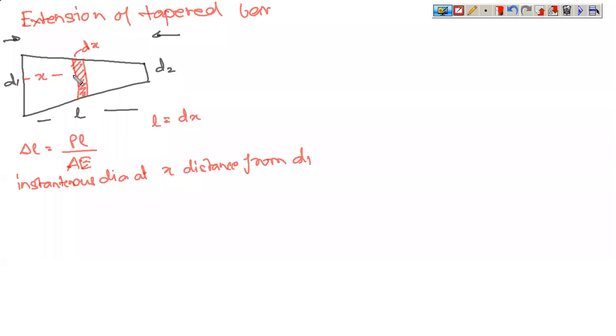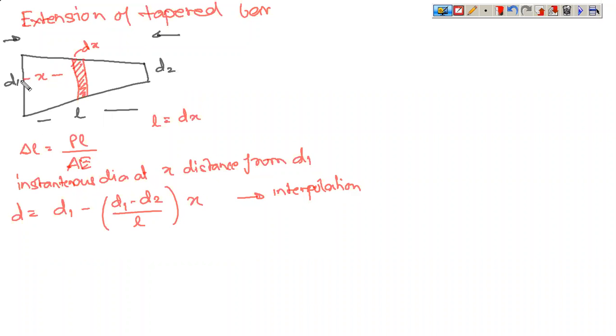At x equal to 0, the diameter is d1. At x equal to L, the diameter is d2. So at x equal to x, what is the diameter? Let us denote it by d. This is equal to d1 minus (d1 minus d2) by L into x. How did you arrive at this equation? This is done by interpolation.